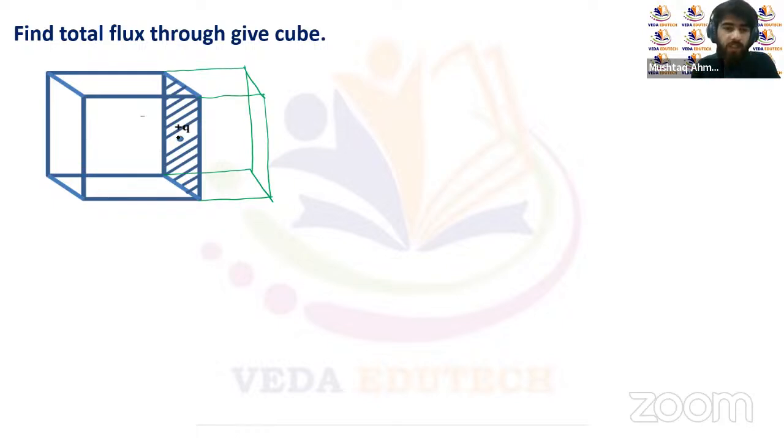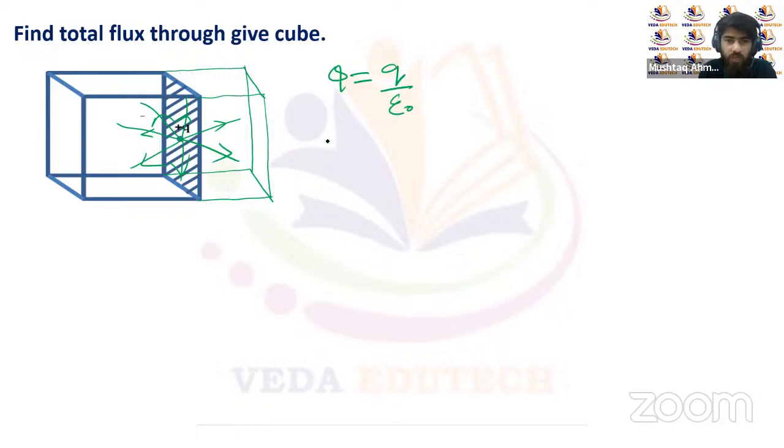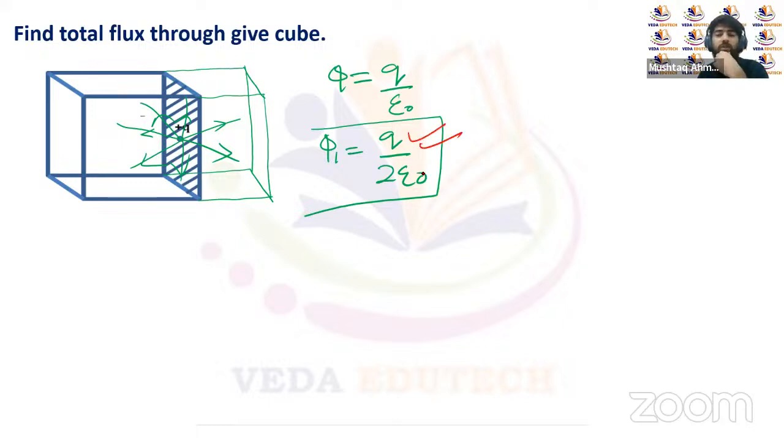Now you can see here the charge is now placed at the center of the two cubes. It means that the electric field lines will be equally distributed among the two cubes. So the total flux through this closed surface will be Q upon epsilon naught. But this flux has to be distributed equally between the two cubes. It means the flux through each cube will be Q upon 2 epsilon naught. So the net flux through the cube will be Q upon 2 epsilon naught. This will be the flux through the cube.